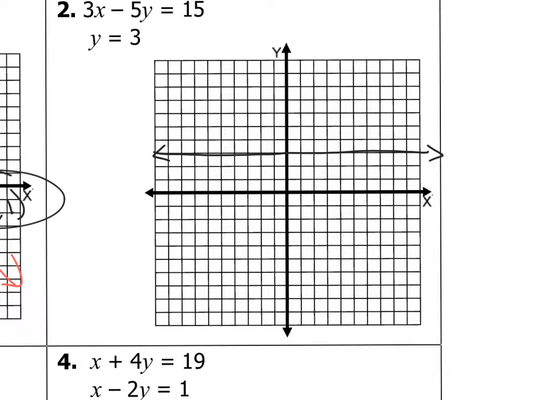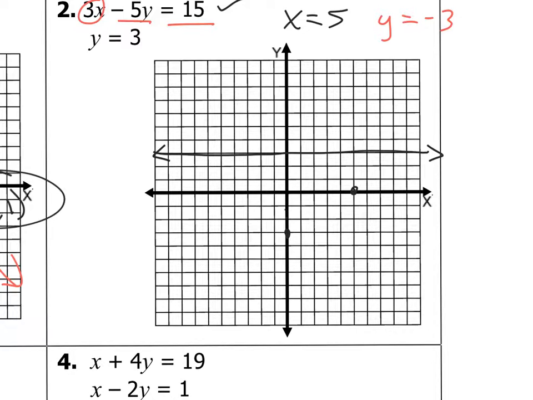Now, with this particular one, I could solve for y, or I can do the intercepts again. If I plug in a 0 for y, 3 times something is 15, and I know that's going to be 5. The opposite of that, let me erase that real quick. If I plug in a 0 for x, I know negative 5 times something is 15. Well, I know that y has to be negative 3. So those are the 2 points I'm going to plot. So at x equals 5, 1, 2, 3, 4, 5, and y equals negative 3. And I'm going to connect them as best I can.